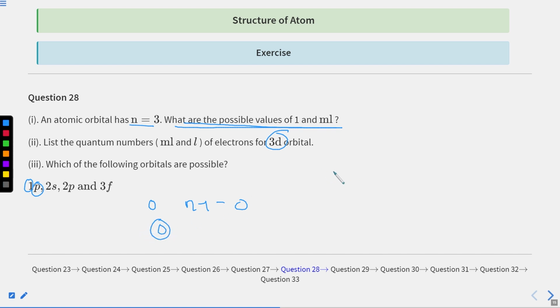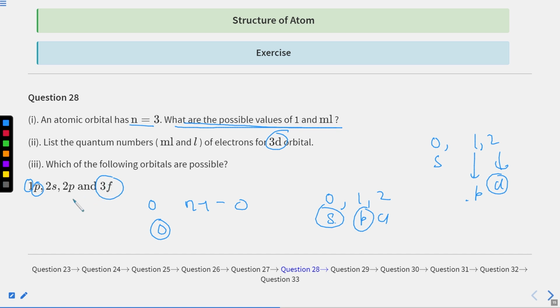If I talk about the second principal quantum number, it will have l values 0 and 1. So s and p. So s is possible, so 2s is right. Similarly, 2p is possible, so 2p is right. Now for the third, it will have 0, 1, 2. So 0 will have s, 1 will have p, and 2 will have d. So we can have a maximum of d. So f is not possible, so it is also wrong. So this one and this one both are wrong.